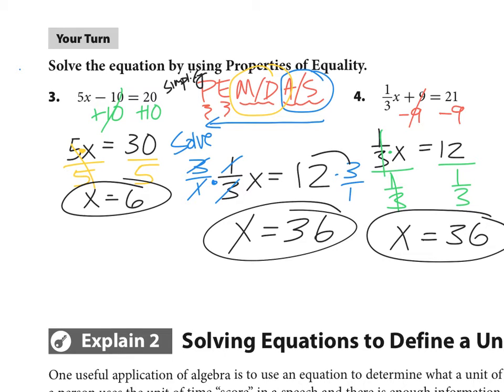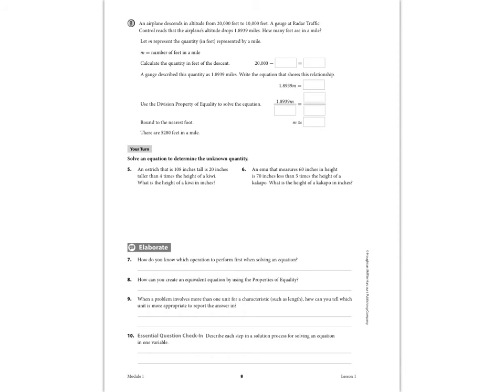So the thing I want to emphasize here to you, when you simplify, you do order of operations. When you're solving, you go backwards. You do the opposite. Okay, so everything's opposite. All right, keep going here. Let's go to the next your turn problem. So this is on the next page.